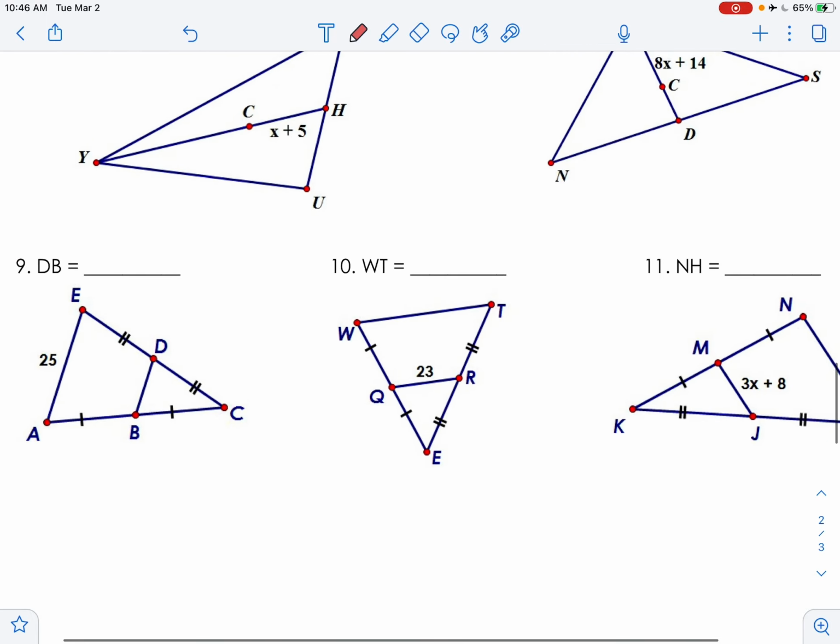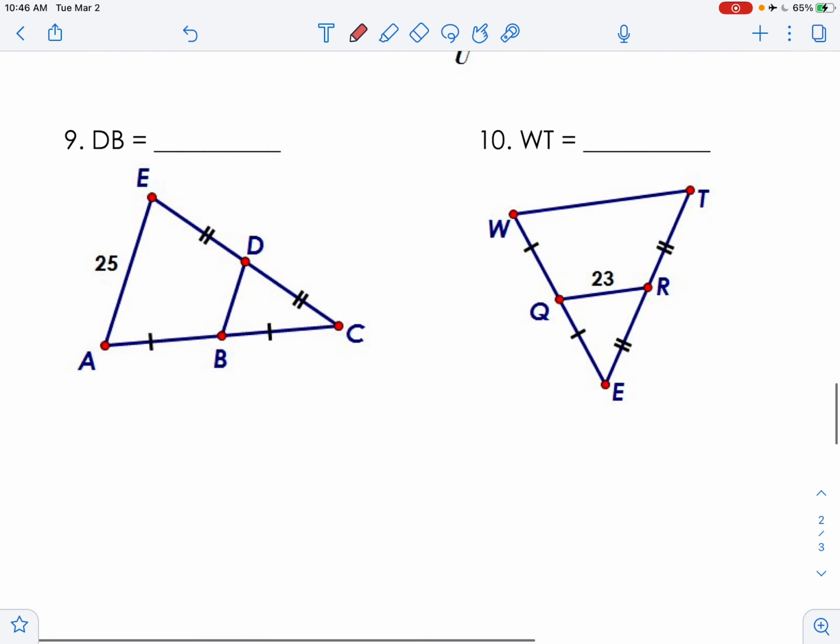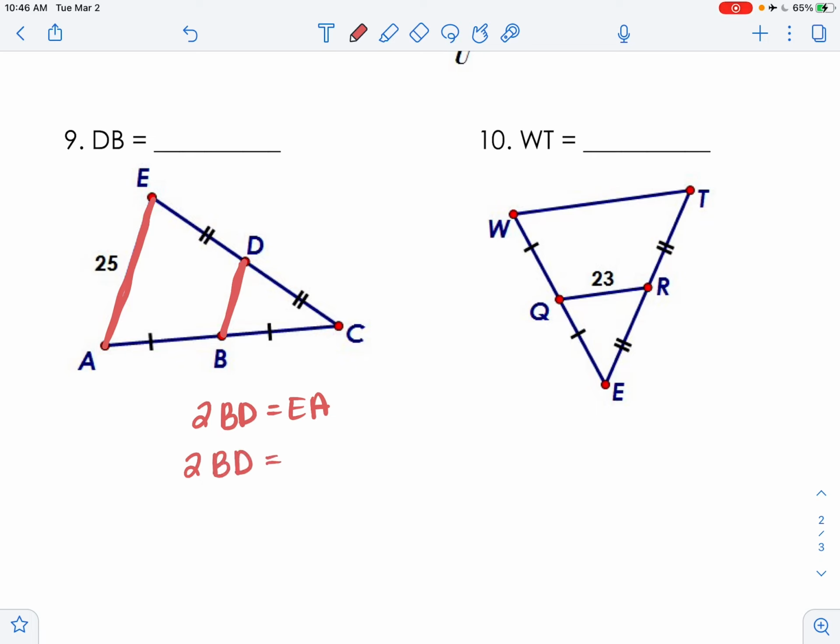Let's just look at one of the midsegment problems. So here, number 9, this is a midsegment. I know DB is the midsegment, it's inside the triangle, and the side it relates to is EA because they're parallel to each other. We always write our equation as 2 times the midsegment equals that third side. And now I can plug in what I know. So 2, I don't know what BD is, equals EA is 25.